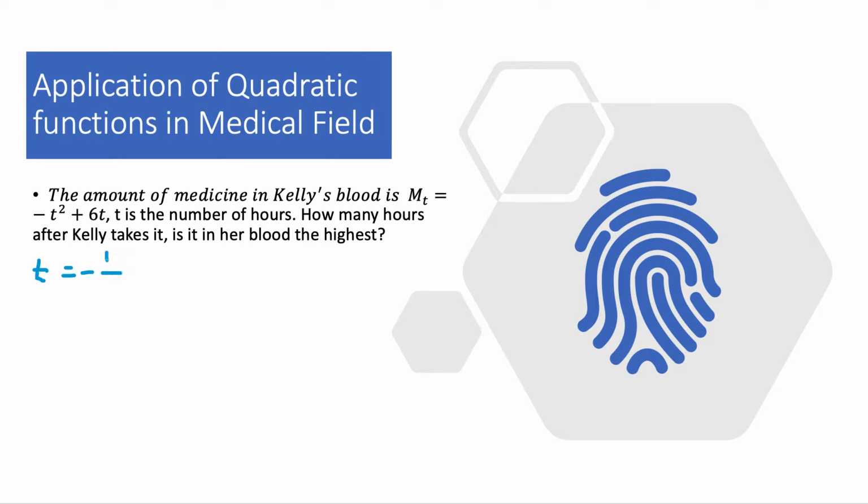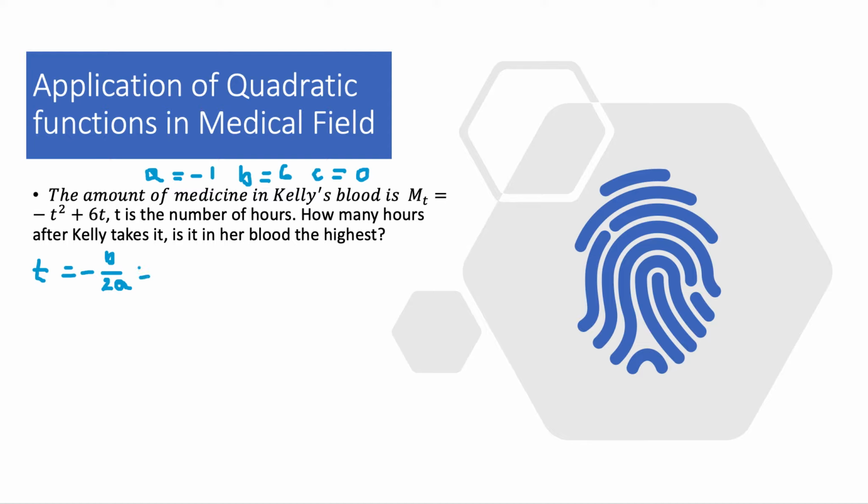In this case, a is equal to minus 1, and b is equal to 6, and c is equal to 0, because the constant c doesn't exist in this function. And we find the t.